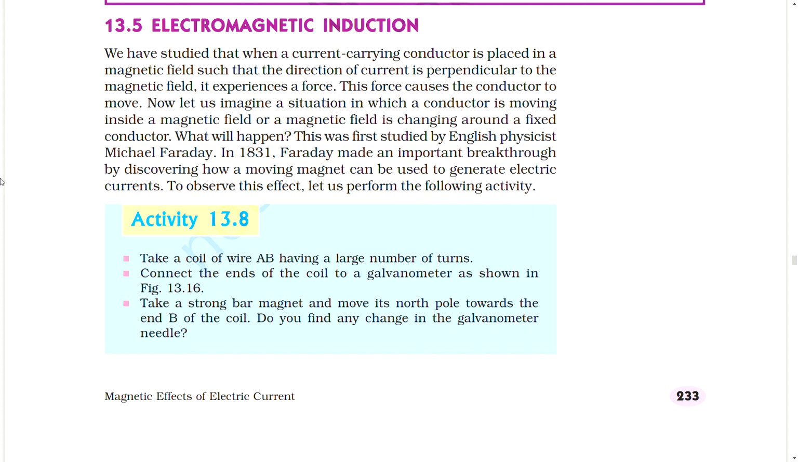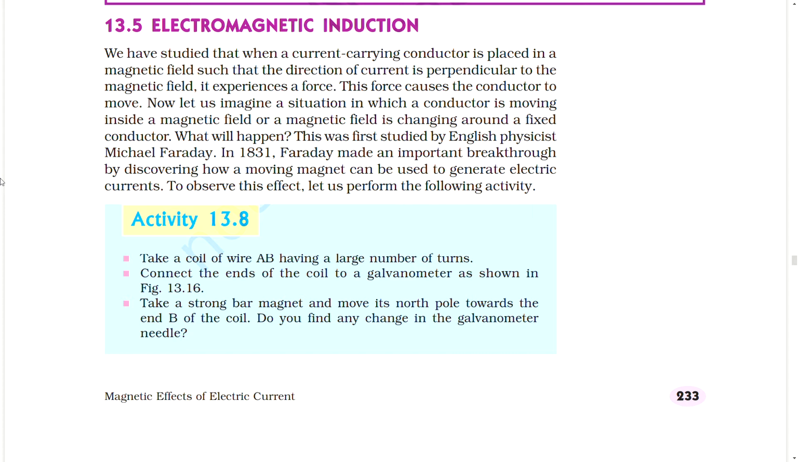Electromagnetic induction. We have studied that when a current carrying conductor is placed in a magnetic field such that the direction of current is perpendicular to the magnetic field, it experiences a force. This force causes the conductor to move. Now let us imagine a situation in which a conductor is moving inside a magnetic field or a magnetic field is changing around a fixed conductor. What will happen? This was first studied by English physicist Michael Faraday in 1831. Faraday made an important breakthrough by discovering how a moving magnet can be used to generate electric current.